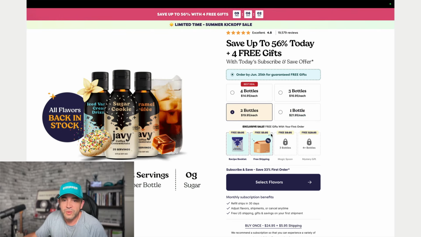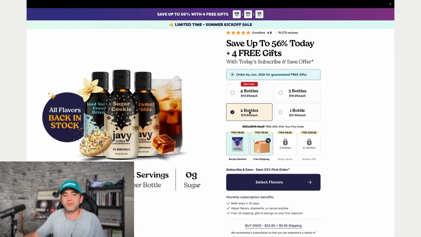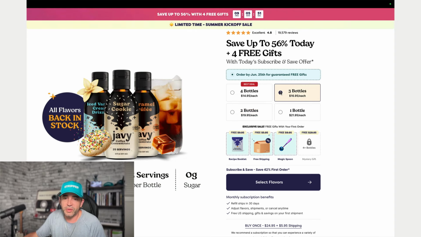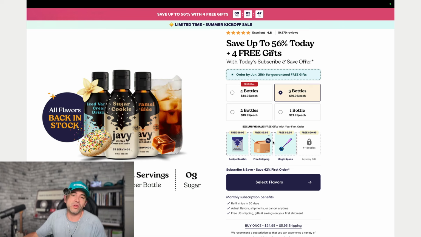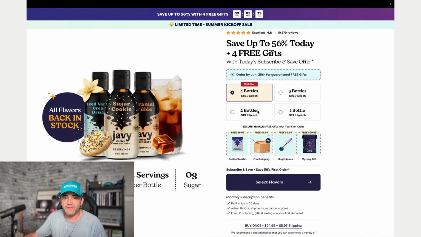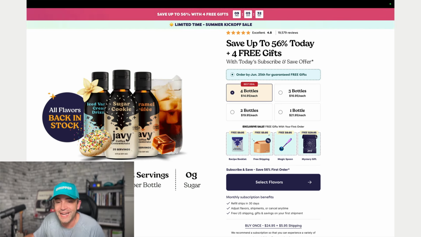If I get 2 bottles, I qualify for free shipping. That's a $6 value. So now I've got $16 because I'm going to buy 2. I'm like, well, I'm going to drink 2 anyways. There's a few flavors I kind of like. Well, what do I get if I get 3? So I get the magic spoon. The magic spoon's a $10 value. If I buy 3 things, the spoon's probably the exact measurement that makes it easy to use the product. But if I get 4, which really isn't that bad if I'm thinking about it, I'm going to get a mystery gift valued at $29.95.